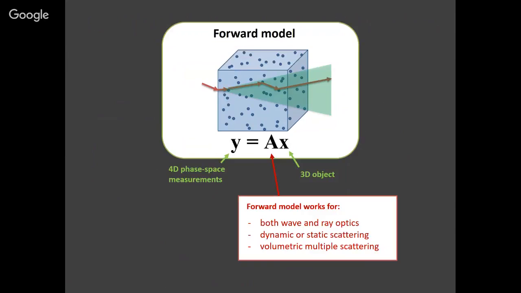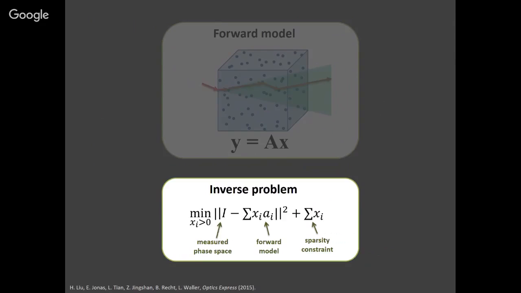When you use Wigner functions, it works for both wave and ray optics. It doesn't care about coherence or incoherence. It doesn't care about dynamic or static scattering. It works equally well for both. And it can capture multiple scattering effects in a statistical way, which is the best you can hope to do here, I think. So you just solve an optimization problem to get this.